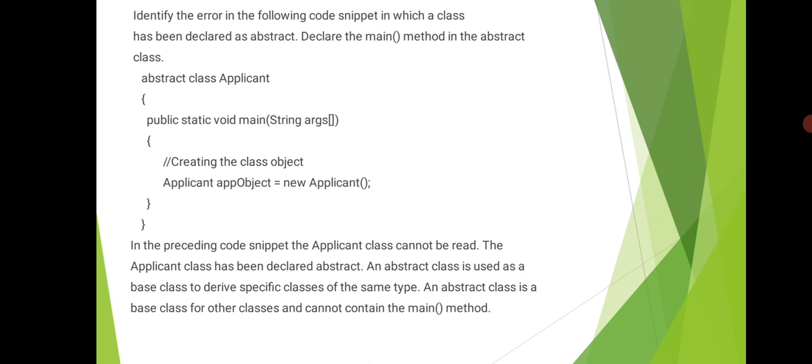I told you that we should follow some rule. We cannot create objects of abstract classes. It cannot be instantiated. It should be inherited in the other class. So why can't we write the void main in that class? In the preceding code snippet, the Applicant class cannot be run. The Applicant class has been declared abstract. An abstract class is used as a base class to derive specific classes of the same type. An abstract class is a base class for the other classes and cannot contain the main method.